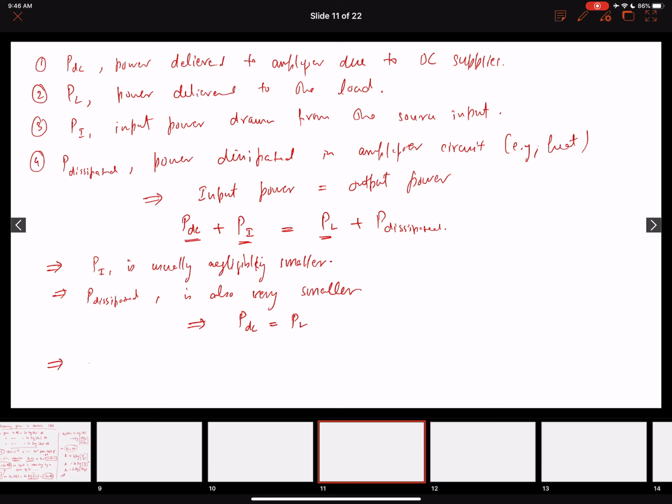So if I have to determine the power efficiency of my amplifier, it will be approximately equal to the output power over the input power, whatever that input is. In this case, it's the DC power that is coming from the external circuit. So our output power equals the load power, and the input power is equal to the power coming from the DC supply, times 100%. So this is how you can determine the power efficiency of the amplifier.